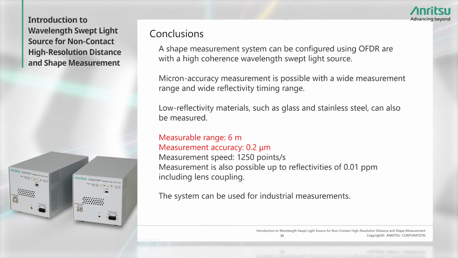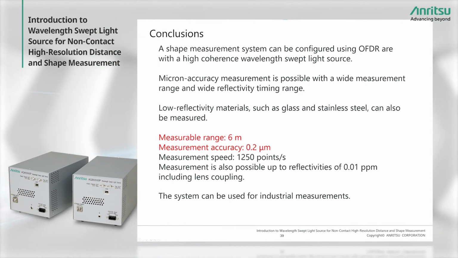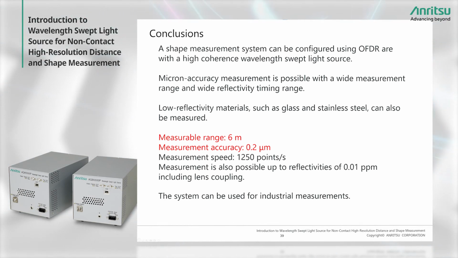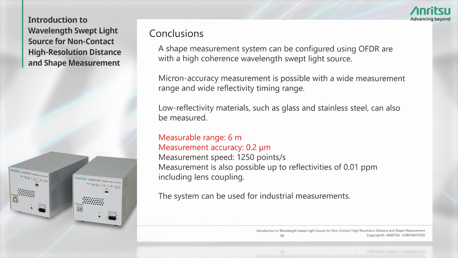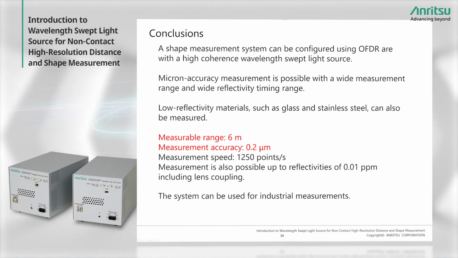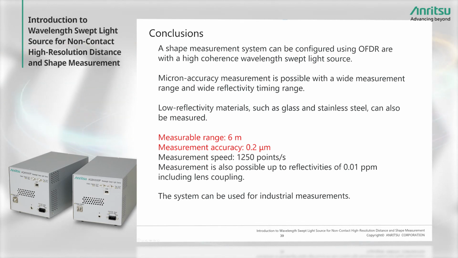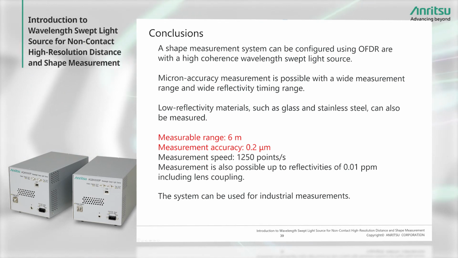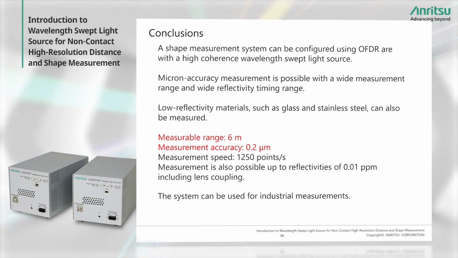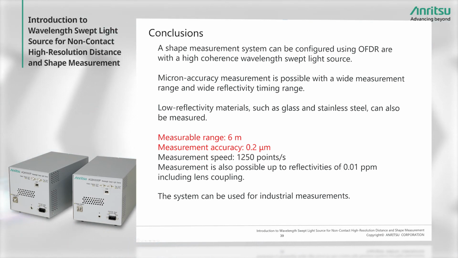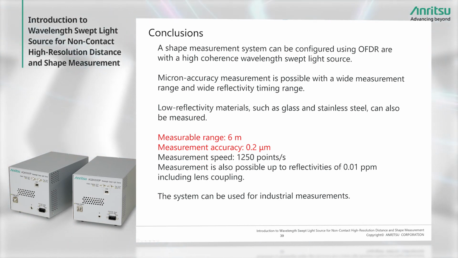This system can measure distances up to 6 meters with an accuracy of 0.2 micrometer at a measurement speed of 1,250 points per second. Reflectance rates including lens coupling up to 0.01 ppm can be measured. We think these specifications are sufficient to meet industrial measurement requirements.